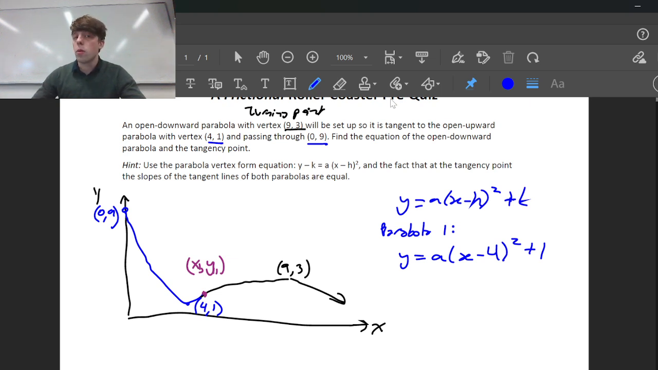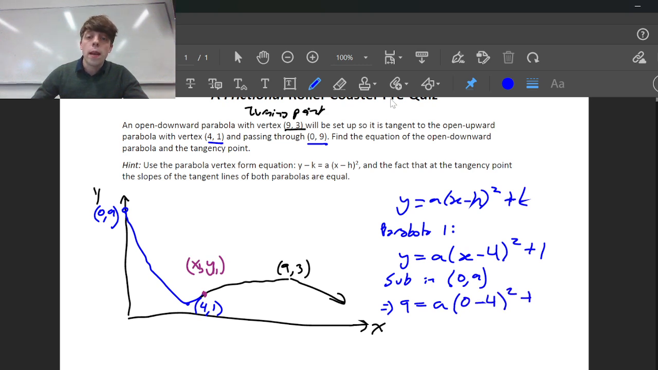We know that it passes through the point 0, 9, so when x is equal to 0, y is equal to 9. We can sub that point in and use it to figure out what a is. So I'm going to sub 0, 9 into this equation, and we find that 9 is equal to a times (0 minus 4) squared plus 1. I've substituted x equals 0, y equals 9. We can expand this bracket: 0 minus 4 is negative 4, and negative 4 squared is equal to 16.